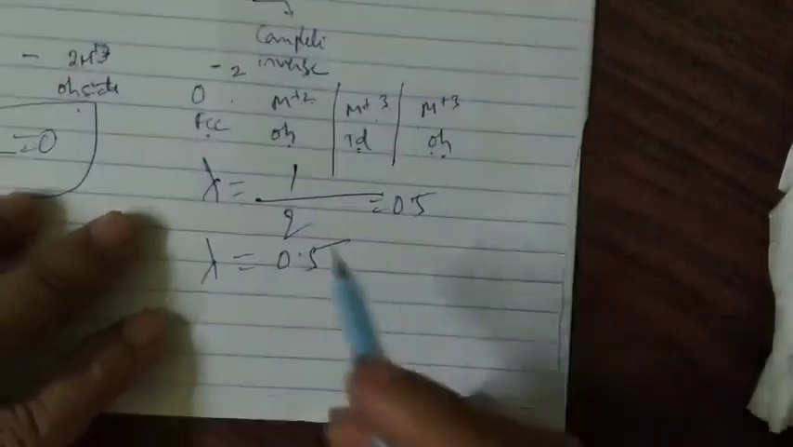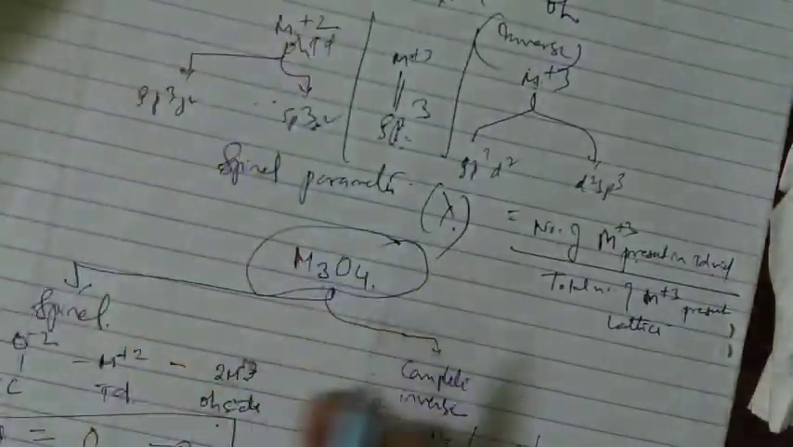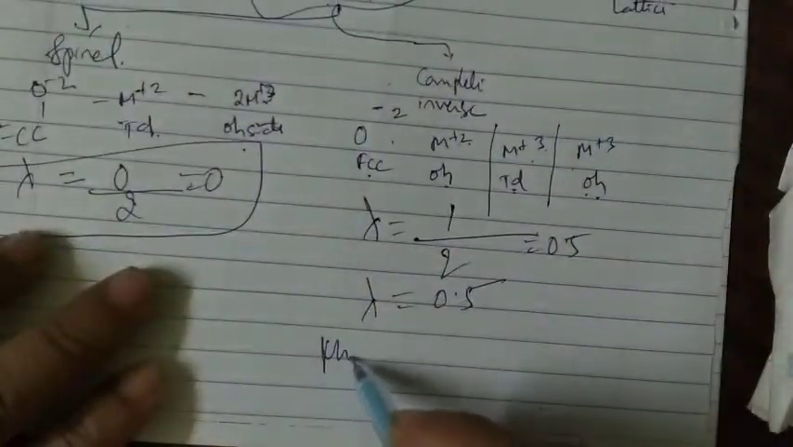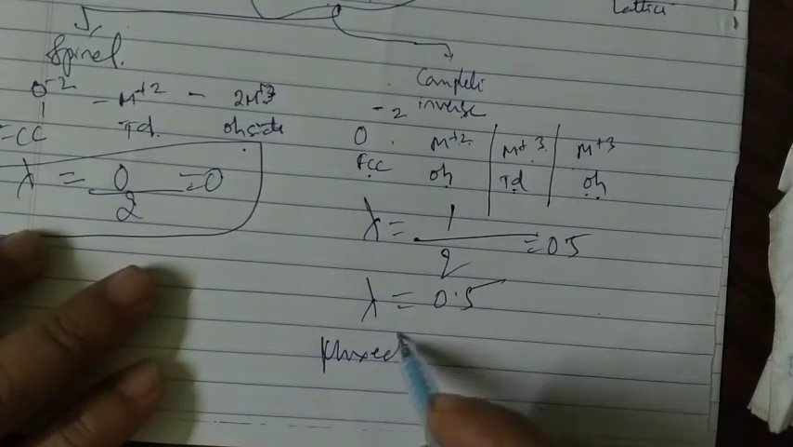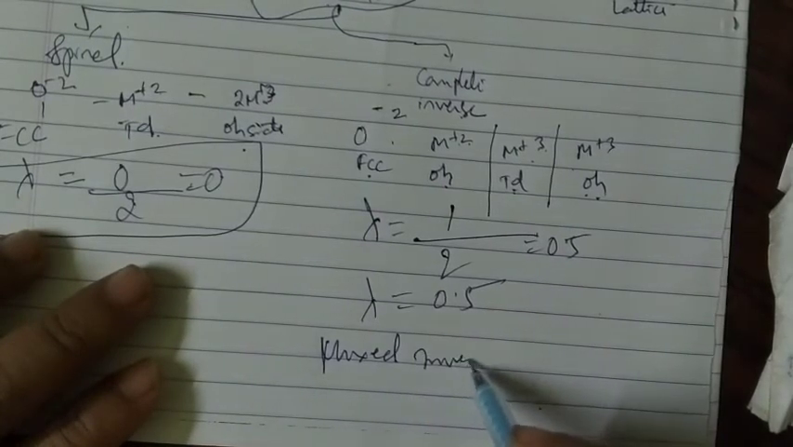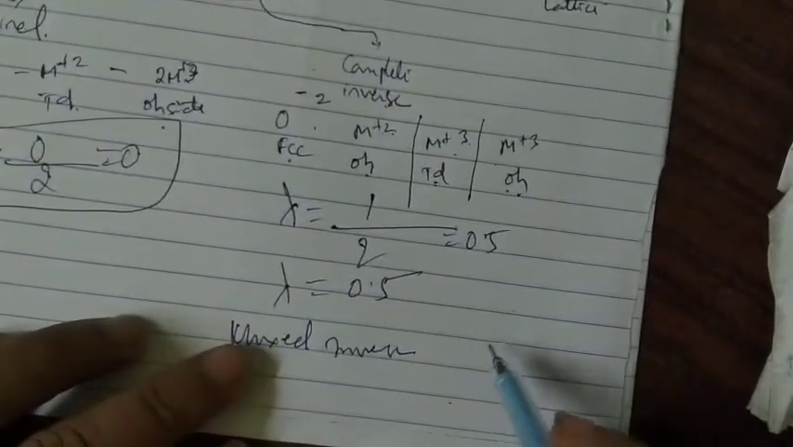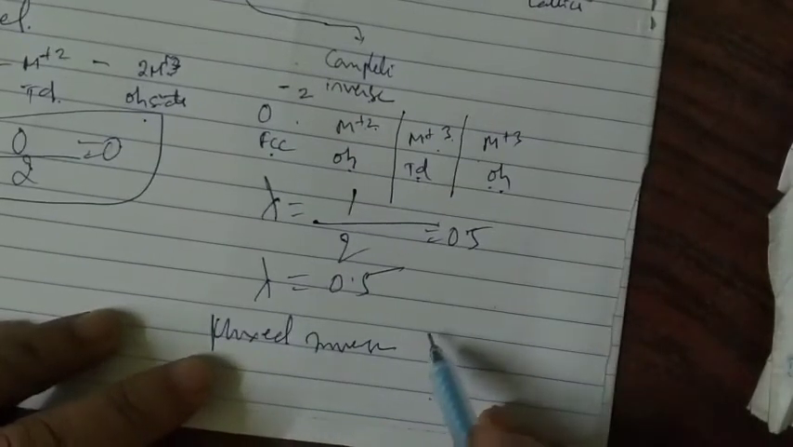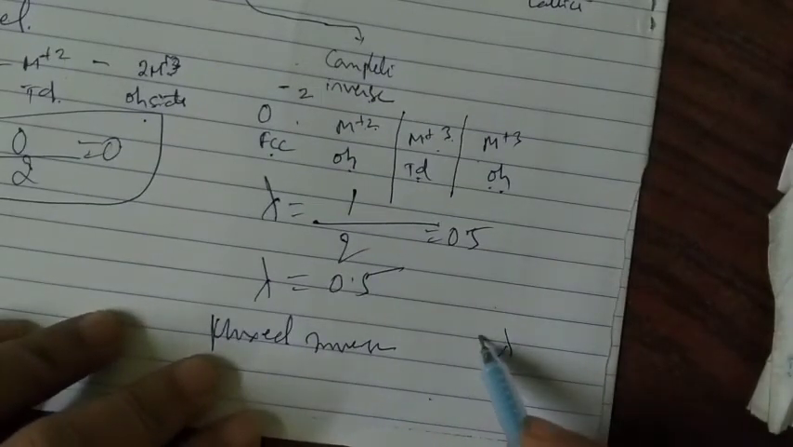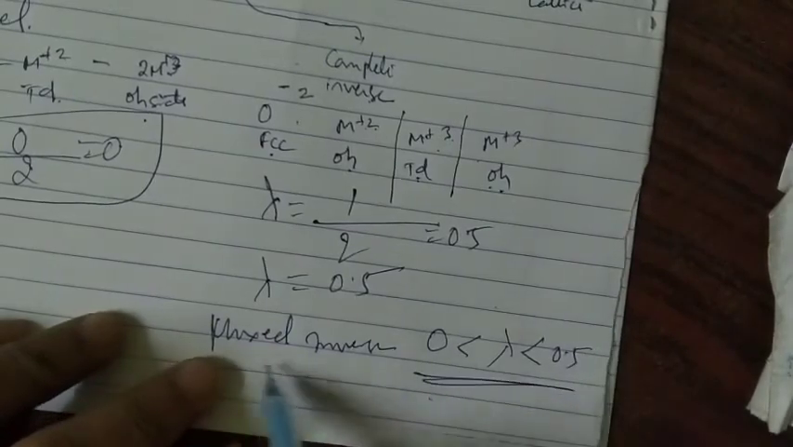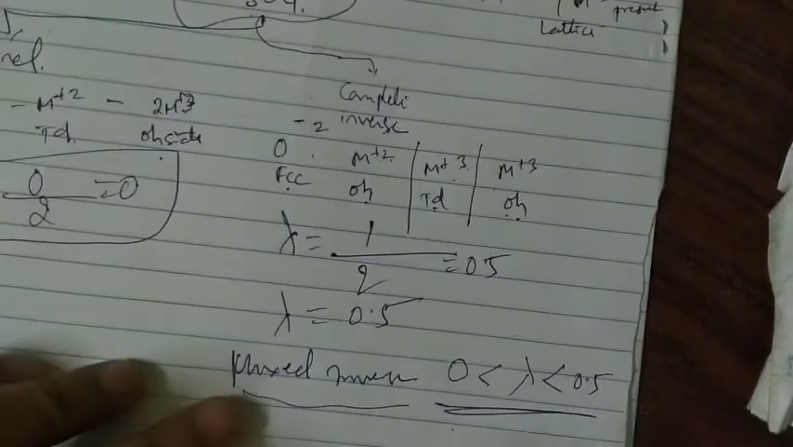Now what is left? Here normal spinel is over, and complete inverse spinel is over. Now what is left is the mixed spinel, or mixed inverse, or they call it a partial inverse. So for partial inverse or mixed inverse, when will it be there? When the lambda value is greater than 0 but less than 0.5, this becomes a partial inverse. This can also be helpful for solving some of the questions.